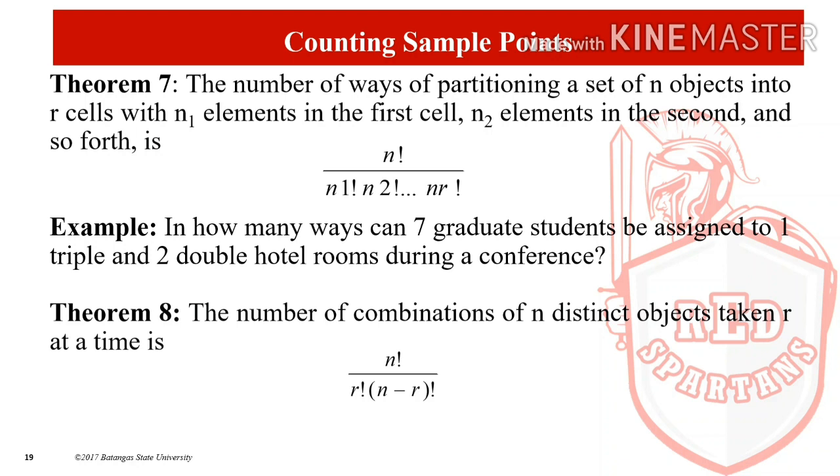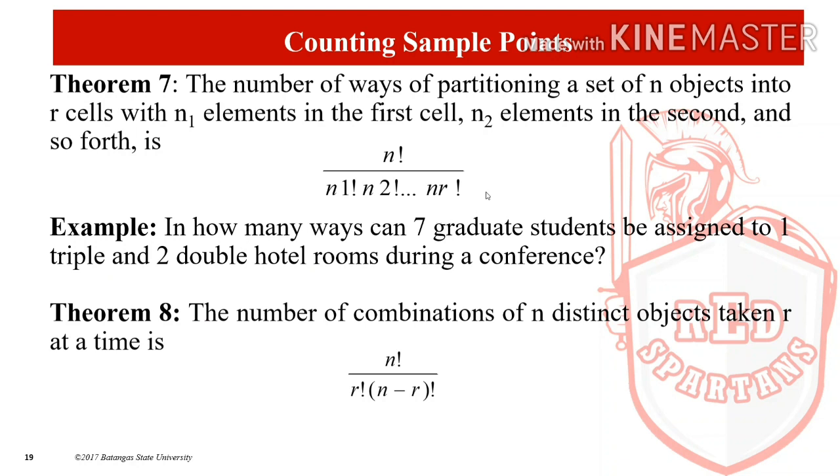So, ang difference niya, tingnan natin sa example. In how many ways can 7 graduate students be assigned to 1 triple and 2 double hotel rooms during a conference? Hindi kagaya nung sa theorem number 6 na kita mo na agad yung ilalagay mo na value dun sa formula. Hindi siya 7 factorial over 1 factorial times 2 factorial. Kasi ganun yung sa theorem number 6 na identify agad natin. Pero dito, sinabi ay sa 7 graduate students, isang triple, then dalawang double.